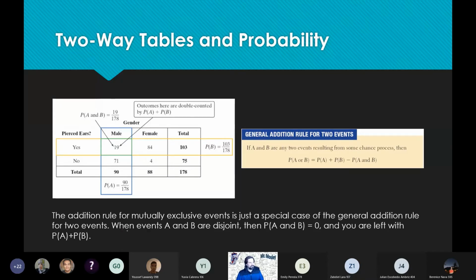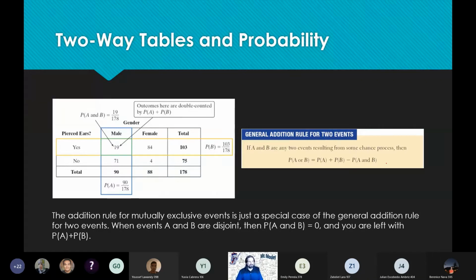The addition rule for mutually exclusive events is just a special case of the general addition rule for 2 events. When events A and B are disjoint, then the probability of A and B equals 0, which is again a scenario that we saw on Tuesday's class. And you're left with the probability of A plus the probability of B. So if you're going to remember one of the rules about addition rule for 2 events, you want this one because it accounts for all the scenarios. The addition rule for mutually exclusive only applies to mutually exclusive or disjoint events.